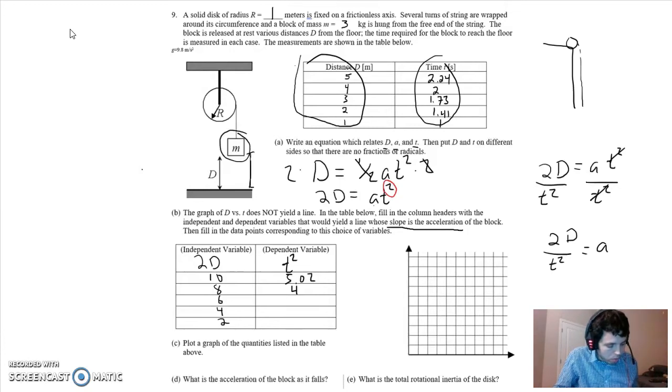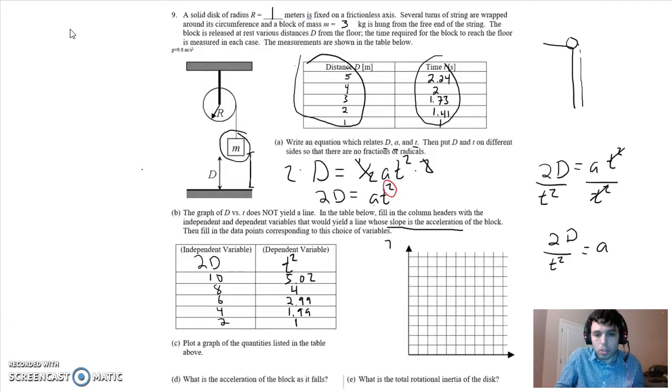1.73 squared is 2.99. 1.41 squared is 1.99, and then 1 squared is 1. So there we go. Now we have filled in our table, and part C asks us to plot a graph of the quantities listed in the table.